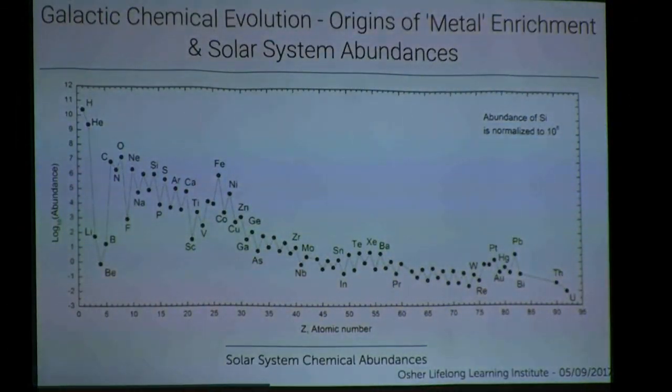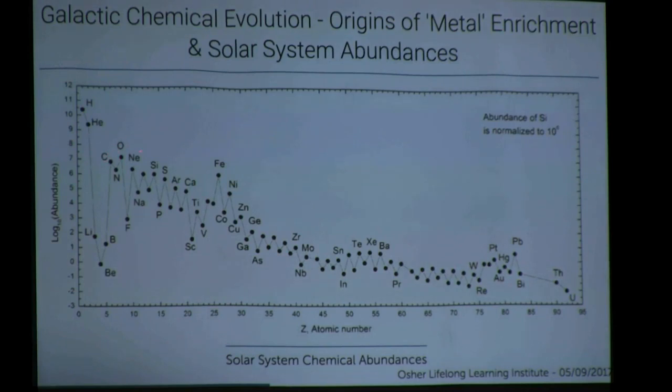Okay, so that's to do this, to get to this. This is the solar system abundance, taken from the sun and by looking at samples of asteroids or meteors on Earth. Here you've got hydrogen and helium up here, clearly the most abundant elements in the universe. Then you've got lithium way down here. All this was, like I said, produced in the Big Bang.